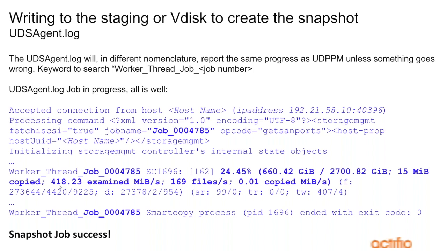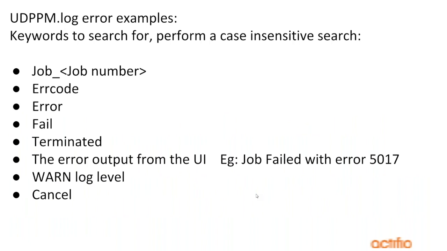Now we're going to talk about what we might see, what we would search for, and what we might do if we did not have a successful snapshot. Now the UDP or UDPPM log is probably going to be the most useful log to look at when you're trying to troubleshoot these sorts of things.